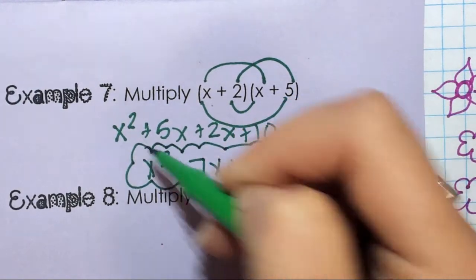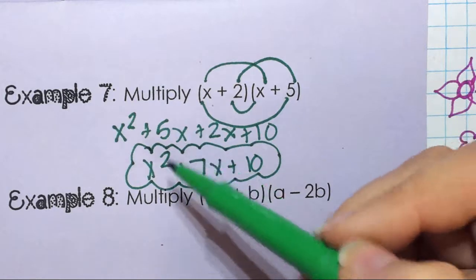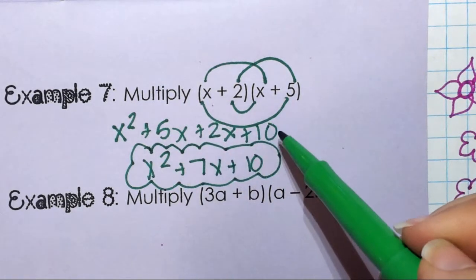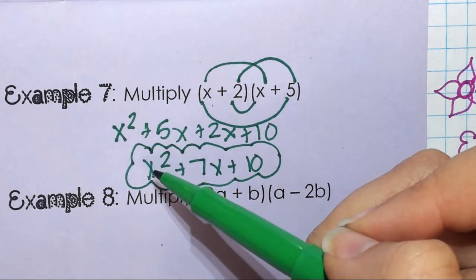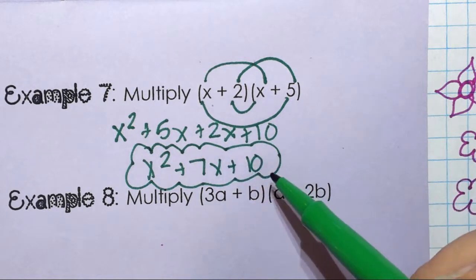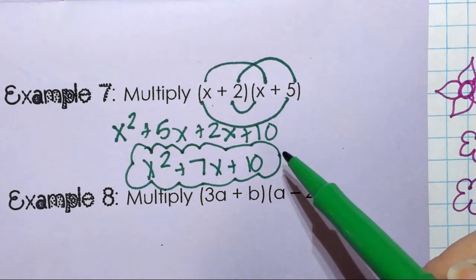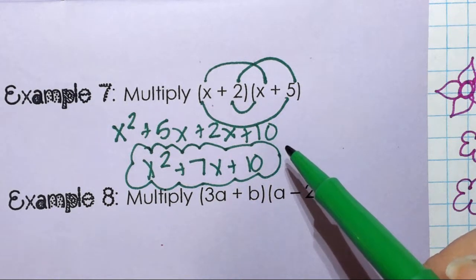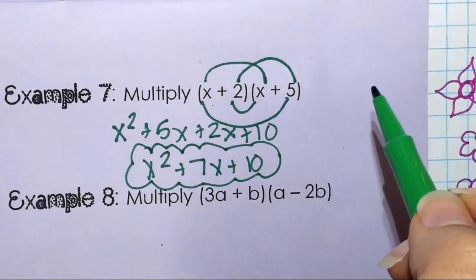It is very important that your answer is in the right order. So it's very important that your like terms are in the middle and your constant is on the end. So you go from the highest exponent to the x to the constant. Is everybody with me? Alright, are we ready for example 8?